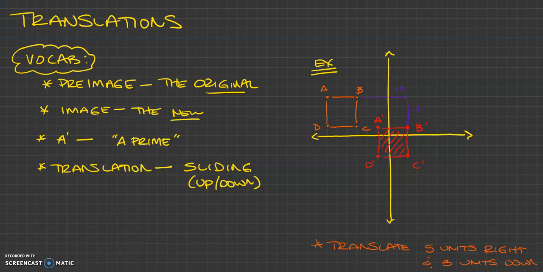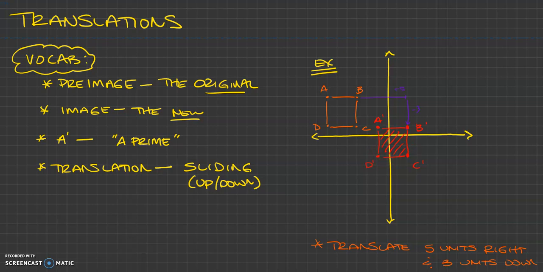So when we think about a pre-image, we're talking about the original. Like, where do we begin? What do we start with? In our example over here, we have a square that is ABCD. That is our pre-image. And so the image is the new shape or polygon, if you will. And in this case, it's a translation.